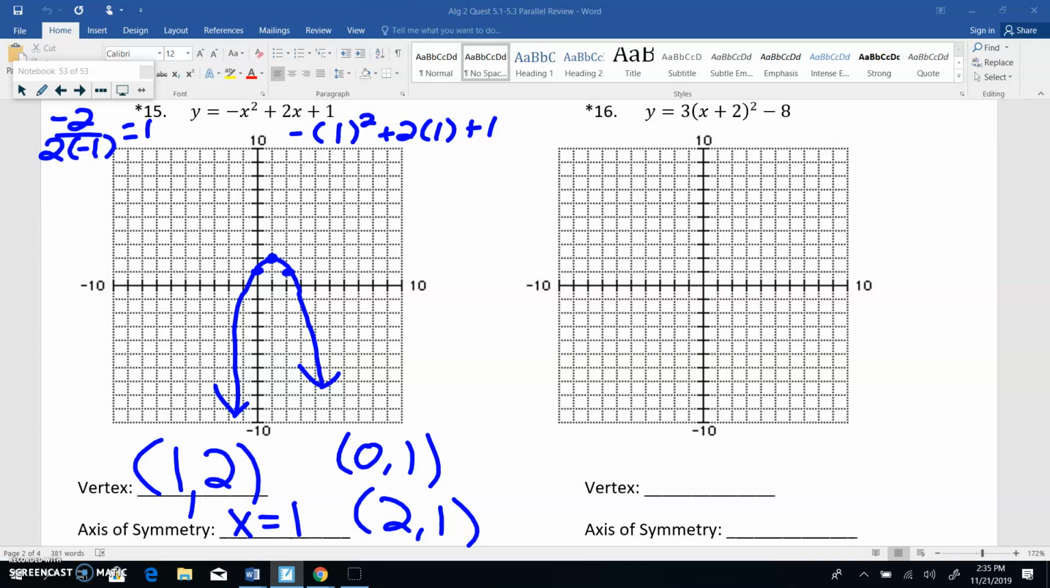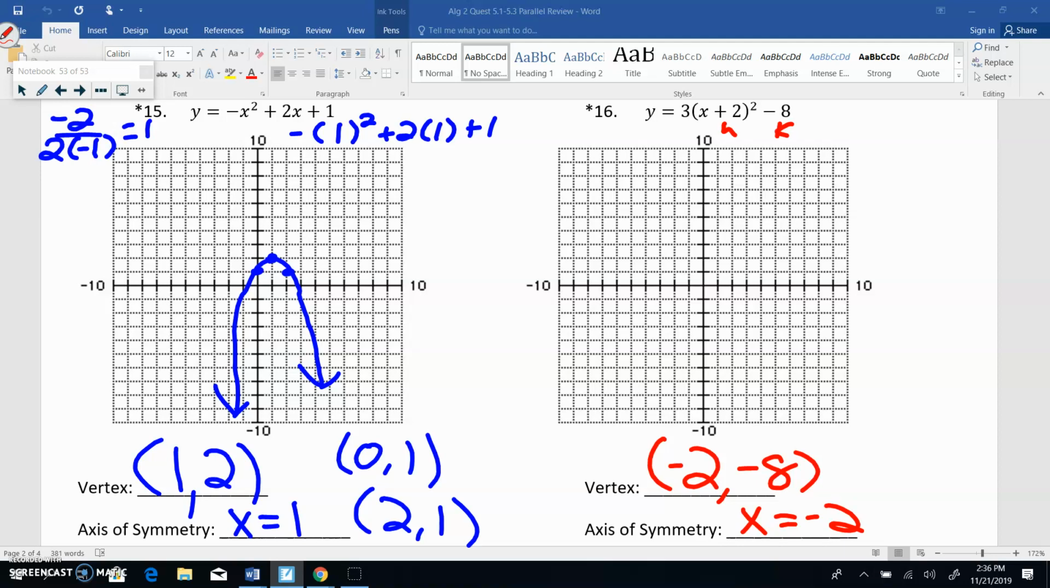The second graph is in vertex form, so we're looking at a, h, and k. Remember, for the vertex, it's just the opposite of h, and then k. H is at +2, k is the -8 there. So I would have -2, -8. As always, my axis of symmetry is the x-coordinate of the vertex.